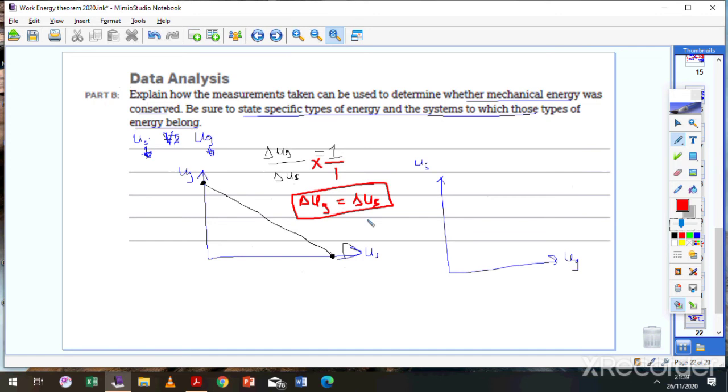So the graph that I plot, you could plot gravitational versus elastic, or elastic versus gravitational. It will be the same thing. When elastic is maximum, gravitational is minimum. When gravitational is maximum, elastic is minimum. That slope must be equal to 1, and what that implies is that these two energies are the same. So energy has been transferred completely from one form to the other. So yeah.